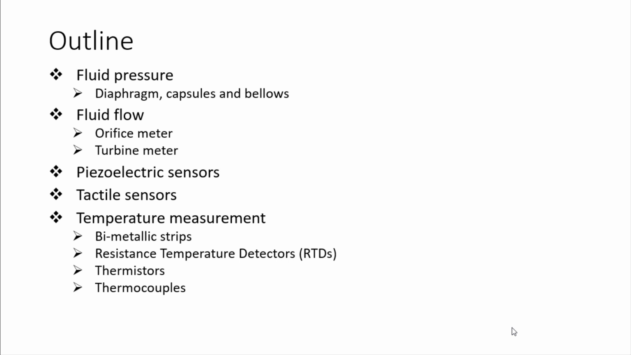After that, the important variable, that is temperature. How to measure the temperature. There are certain important sensors that will be studied. Some of the sensors such as bimetallic strips, resistance temperature detectors, thermistors, and thermocouples will be studied. Finally, we will see how to detect the light by using the photodiodes.